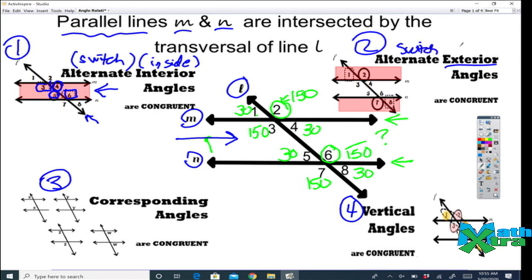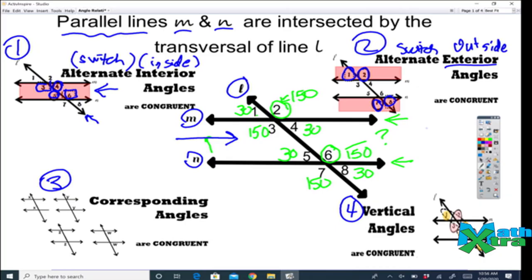And where are they switching? Outside. Switch outside where? The parallel lines. So 2 and 7 are switching outside across the transversal. 1 and 8 are switching outside of the transversal. Okay, 2 and 7 switch on the outside. 1 and 8 switch on the outside.